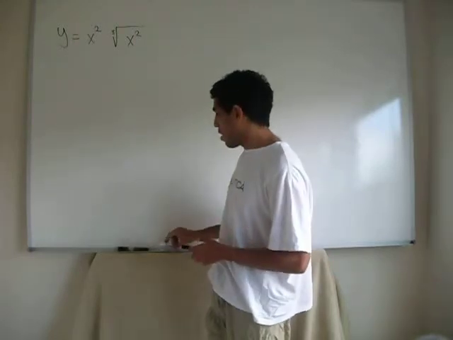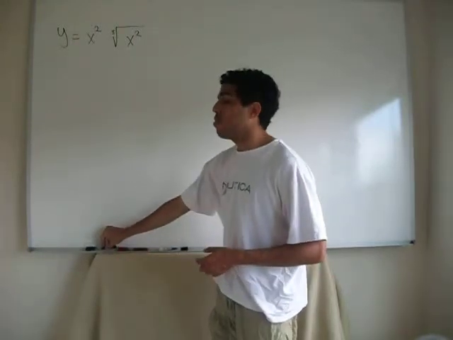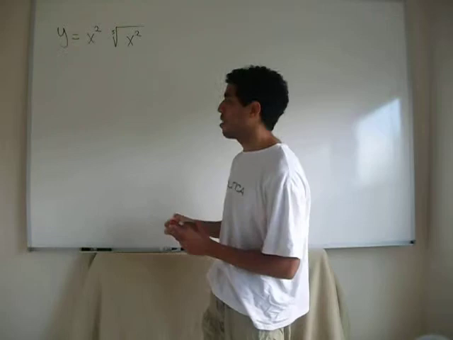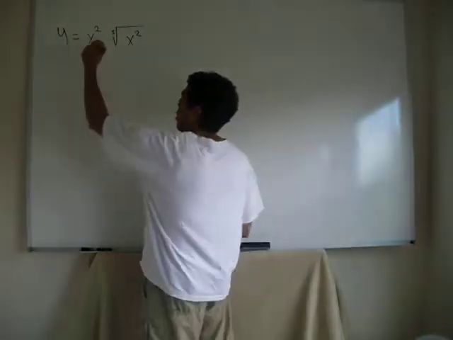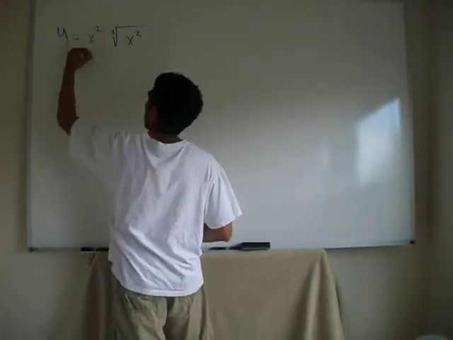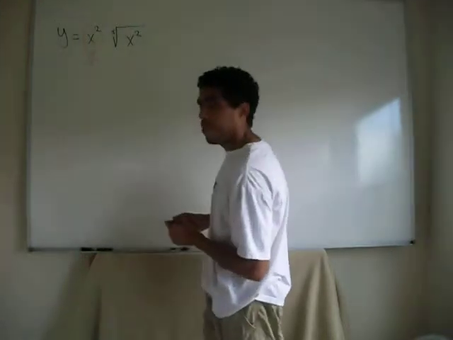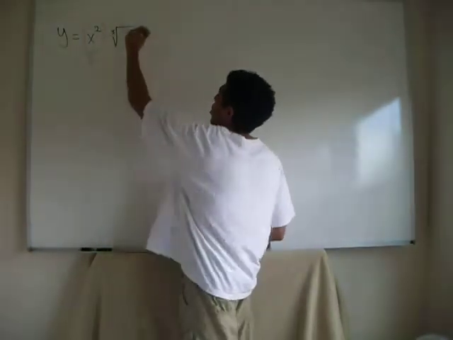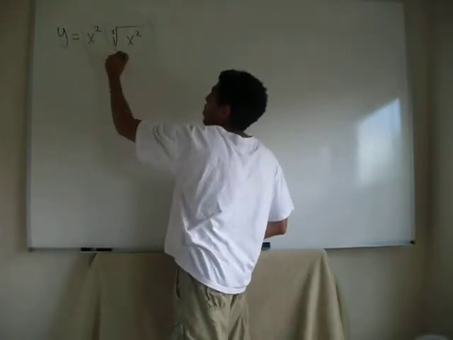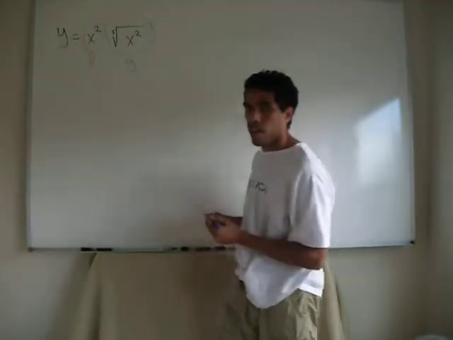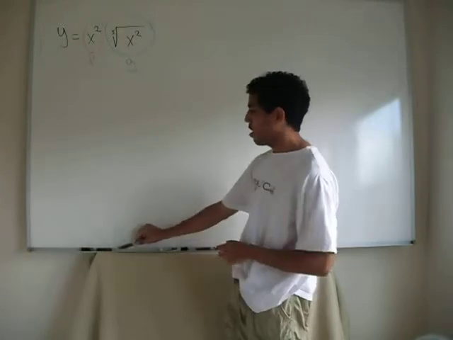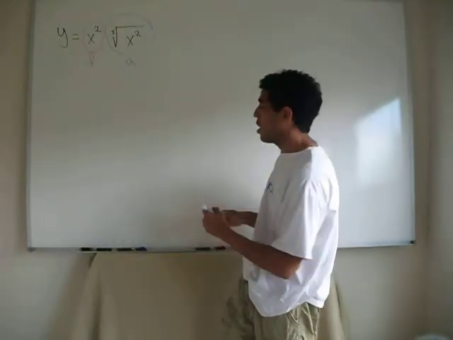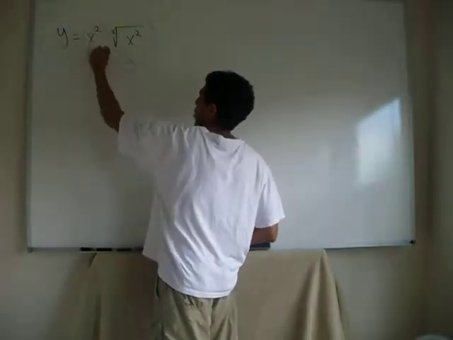Well, if you take a look closely, you're going to see that we have two functions. Product, as a matter of fact. Function number one, f, we're going to call it x squared. Function number two, cubic root of x squared, we're going to call g. So we have f times g, or a product of functions.